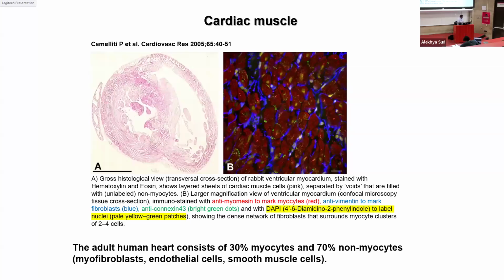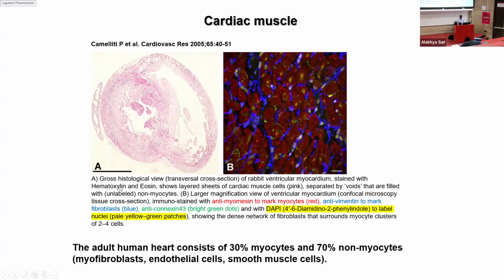Okay, so the cardiac muscle is the major portion of the myocardium, which is involved in cardiac contraction. If you take a myocardial section and look at it by H&E staining or by immunostaining, with the H&E staining you can see all the red areas representing the cardiac myocytes. But you will also see a lot of voided areas, which are not stained by H&E.